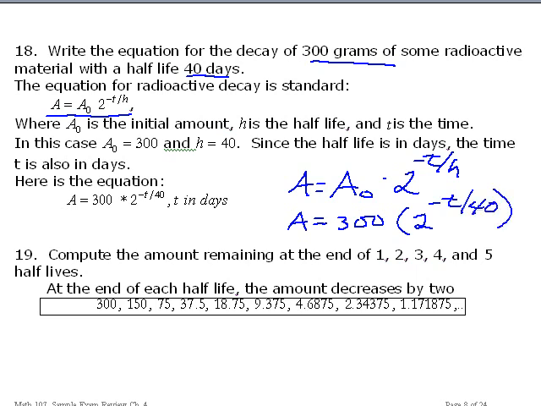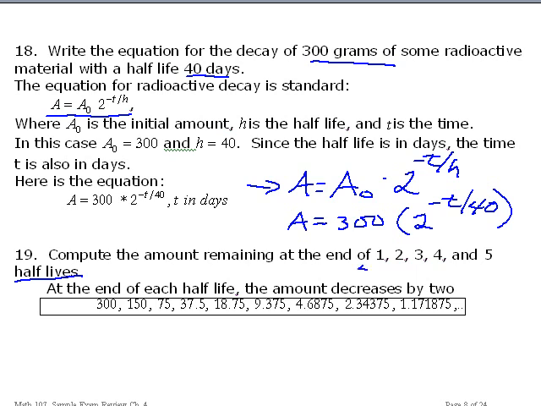There's your expression. That's the equation. So you have to know this equation, and then you substitute in. And t will be in days. The next part says compute the remaining amount at the end of 1, 2, 3, 4, 5 half-lives. Now when you count by half-lives, you see the pattern, and the pattern is it drops by a half for every half-life.